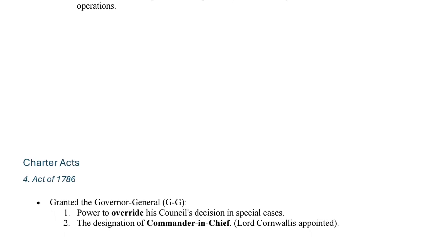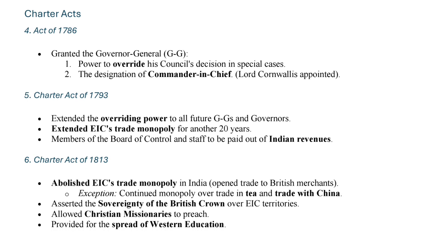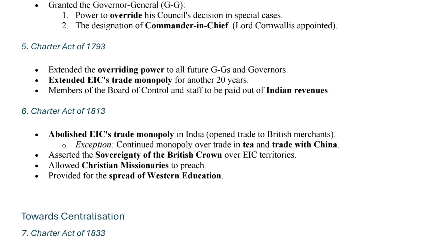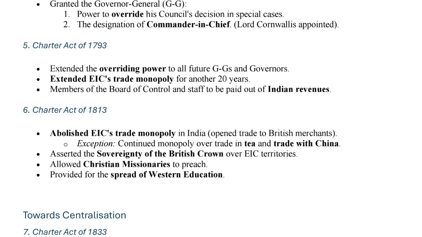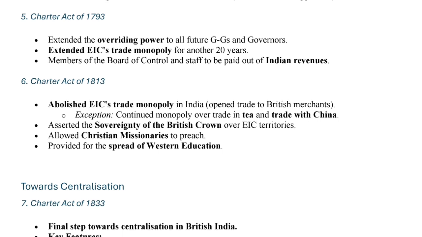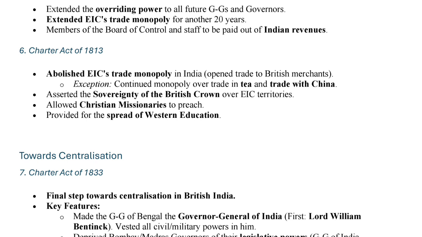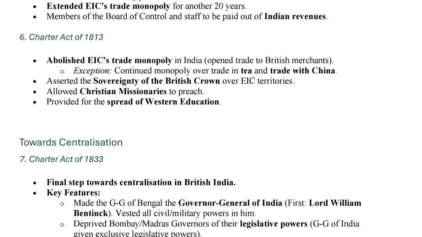Charter Acts. 4. Act of 1786 granted the Governor-General, GG, power to override his council's decision in special cases. The designation of Commander-in-Chief, Lord Cornwallis appointed. 5. Charter Act of 1793 extended the overriding power to all future GGs and governors. Extended EIC's trade monopoly for another 20 years. Members of the Board of Control and staff to be paid out of Indian revenues.